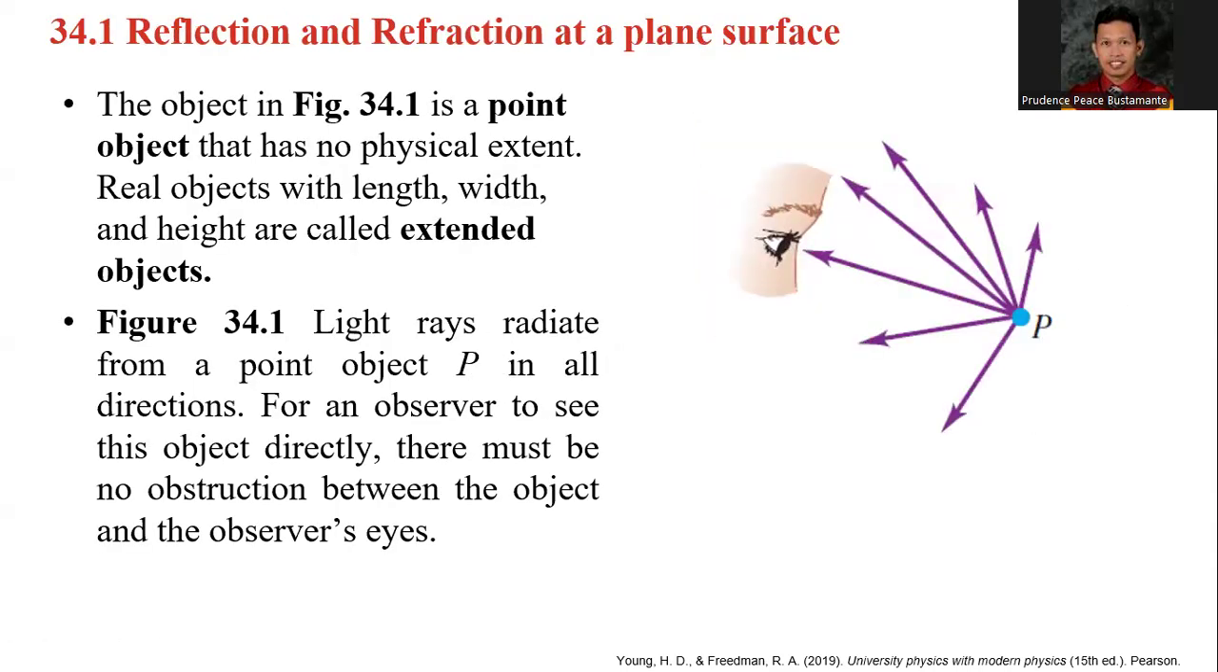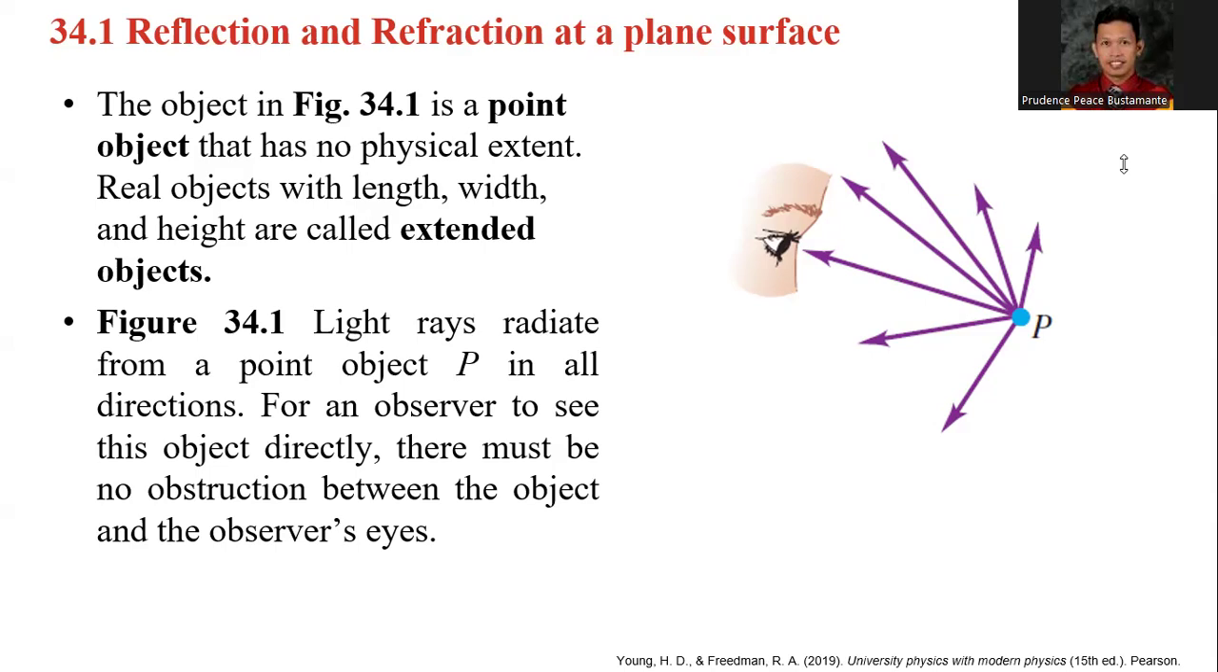We are going to have two kinds of object here. Number one is the object point. It has no physical extent. And number two is what we call extended objects. These objects have real length, width, or height. In this figure, you can see that we call this one an object point.